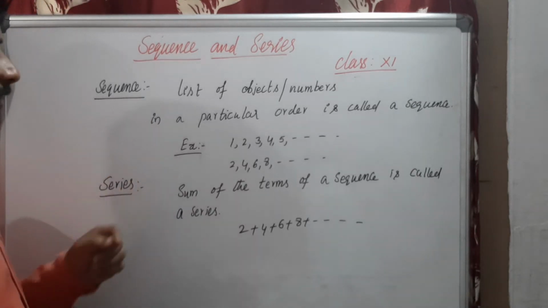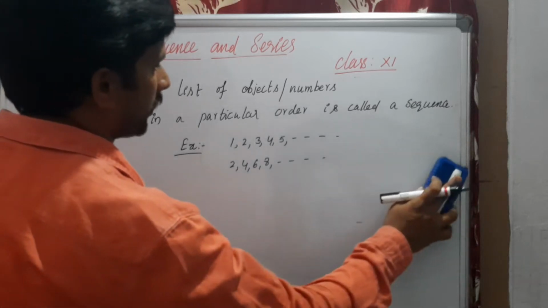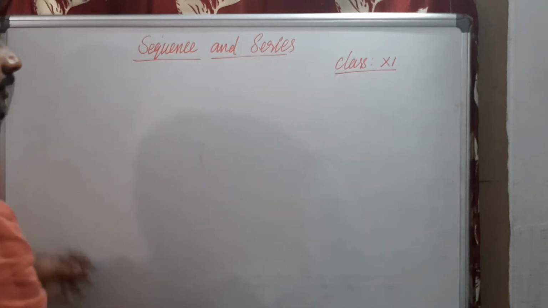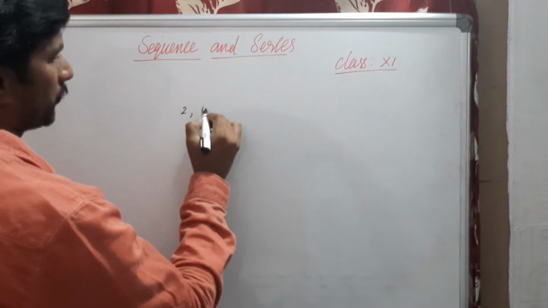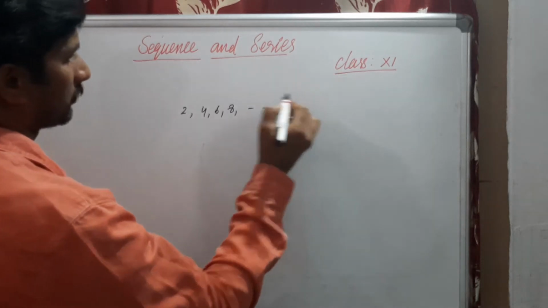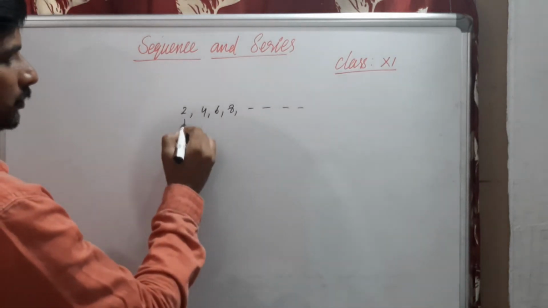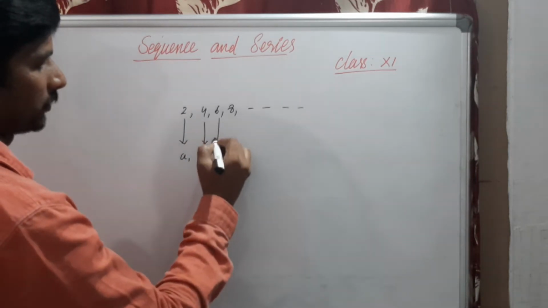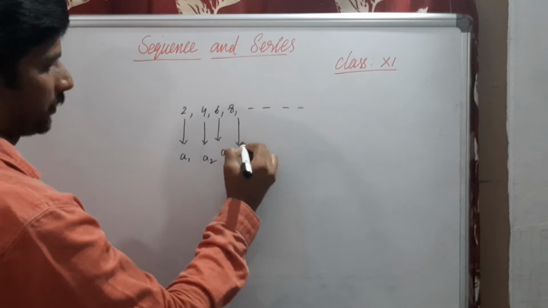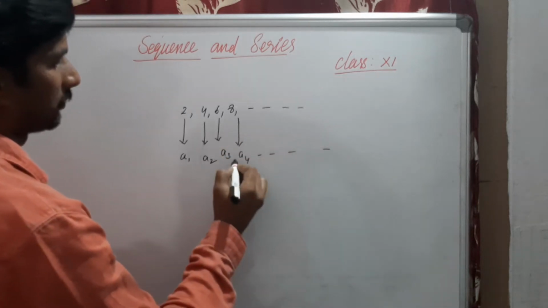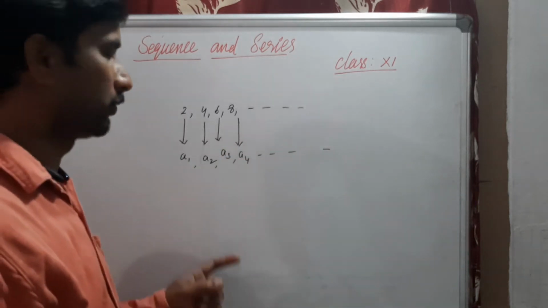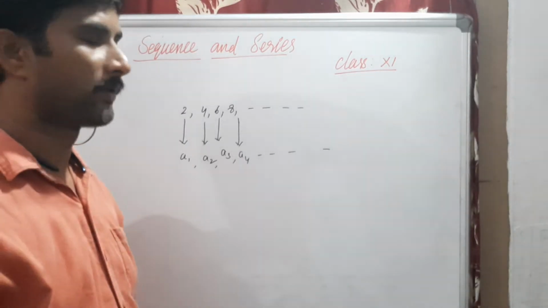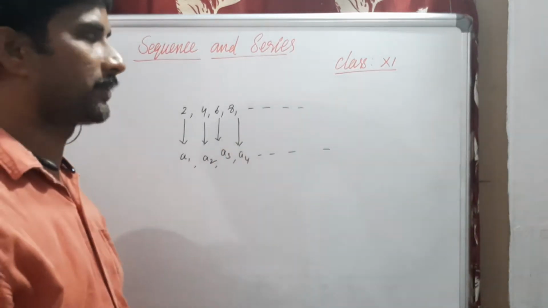The terms of a sequence are denoted as A1, A2, A3 and so on. If you take a sequence 2, 4, 6, 8 and so on, the 2 is denoted as A1, this is A2, A3, A4 and so on. So there are n terms we have in a sequence.